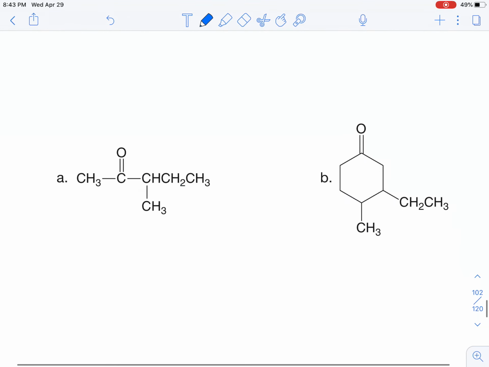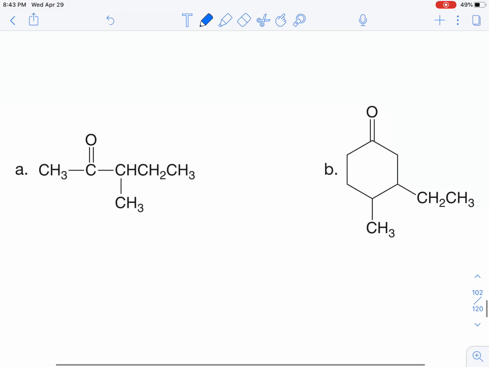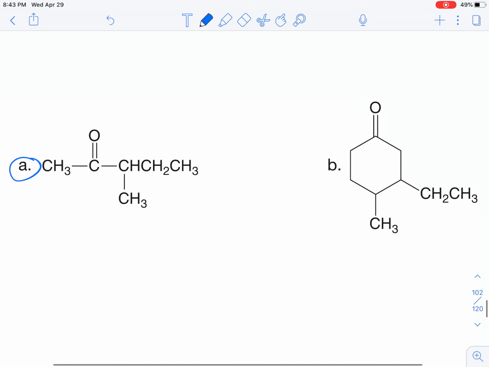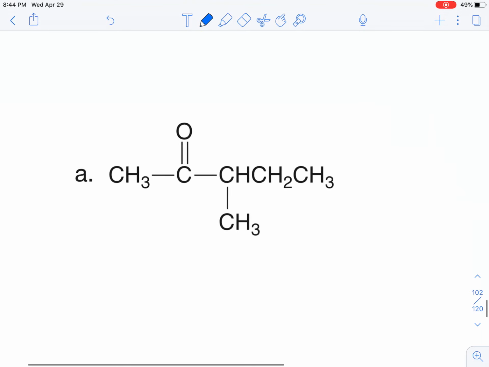And so we're going to go ahead and go through a couple of examples. The example on the left, A, is going to demonstrate how to name a ketone if it is a straight chain. The example for part B on the right is going to demonstrate how to name a ketone if it's in a cyclic ring. So let's go ahead and start with a straight chain.